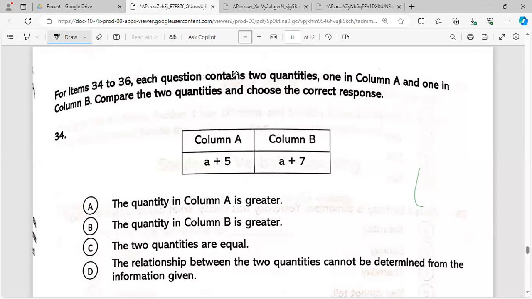For items 34 to 36, each question contains 2 quantities, 1 in column A and 1 in column B. Compare the 2 quantities and choose the correct response. The quantity in column A is greater. The quantity in column B is greater. The 2 quantities are equal. The relationship between the 2 quantities cannot be determined from the information given.